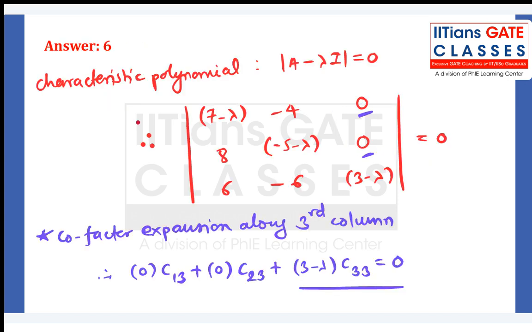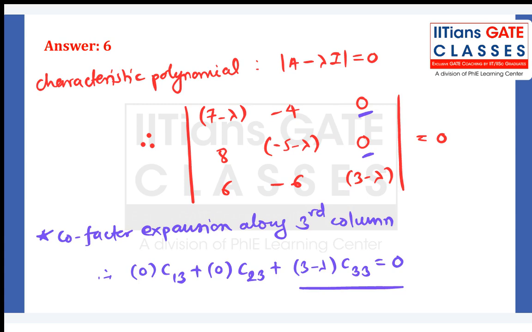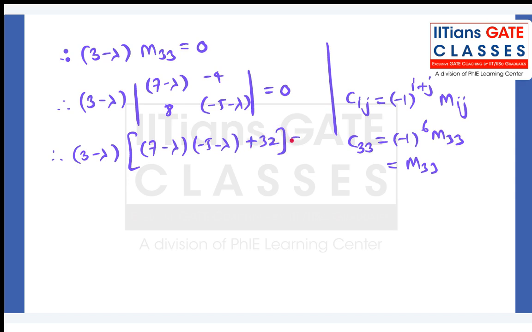The rest of it will be a 2 by 2 matrix, and you have to take the determinant of that. So basically, you will have a 2 by 2 matrix like this: minus 4, minus lambda, and minus 4, 8. You have to evaluate the determinant of this 2 by 2 matrix in order to get its minor. So you can do that. This 3 minus lambda term remains as it is. Inside the bracket you have 7 minus lambda times minus 5 minus lambda plus 32, plus 32 because this minus 32 just becomes plus 32. That one step I'm just skipping here.